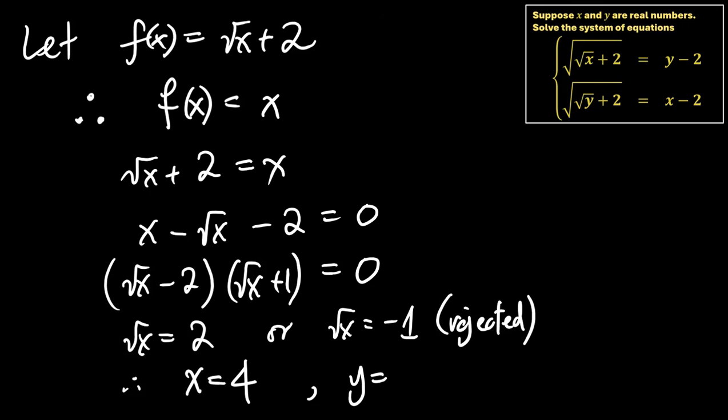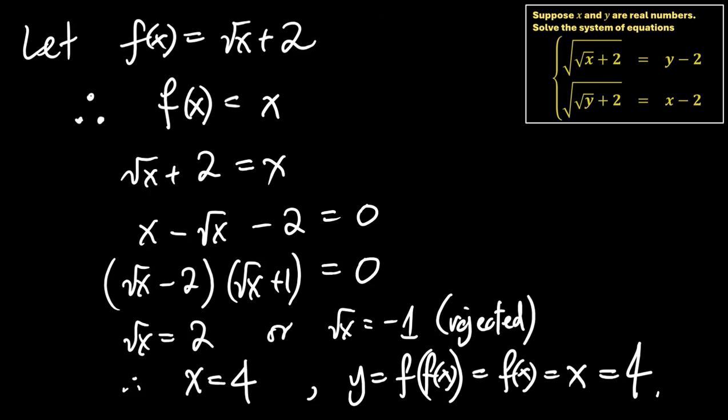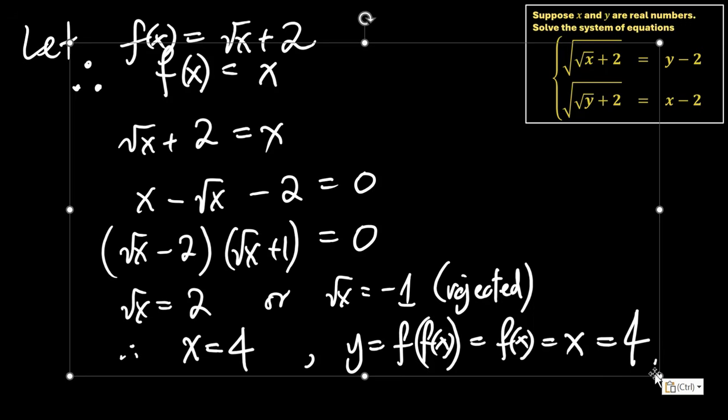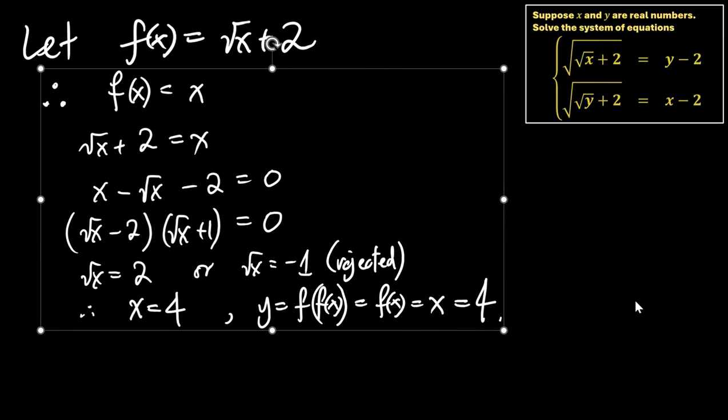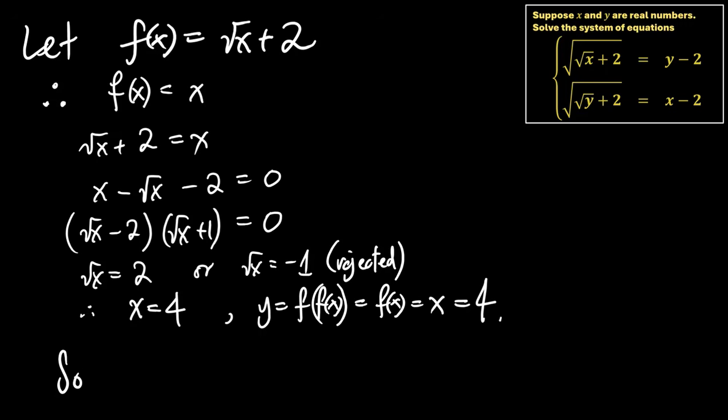And since y equals f(x), which is equal to x, it must also be equal to 4. Therefore, for the solution, (x, y) equals (4, 4). Interestingly, this is the only solution for the system of equations.